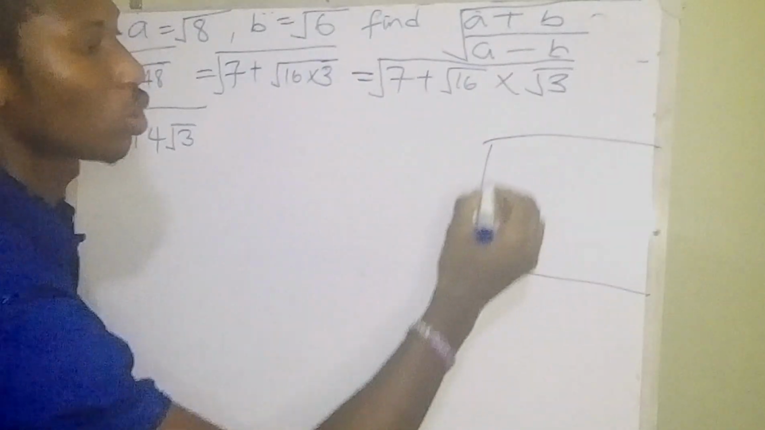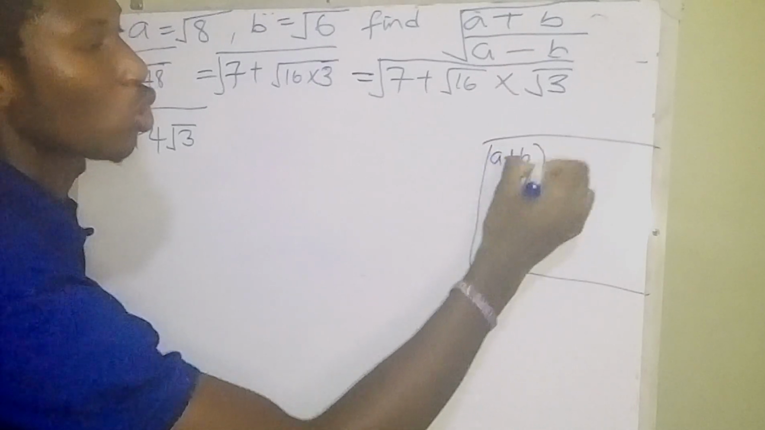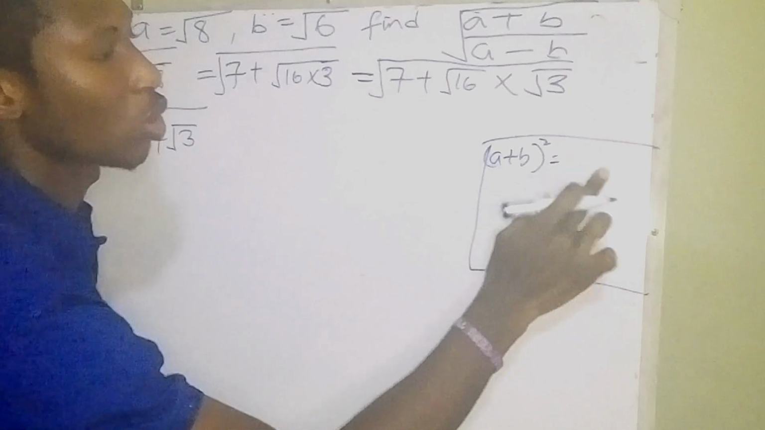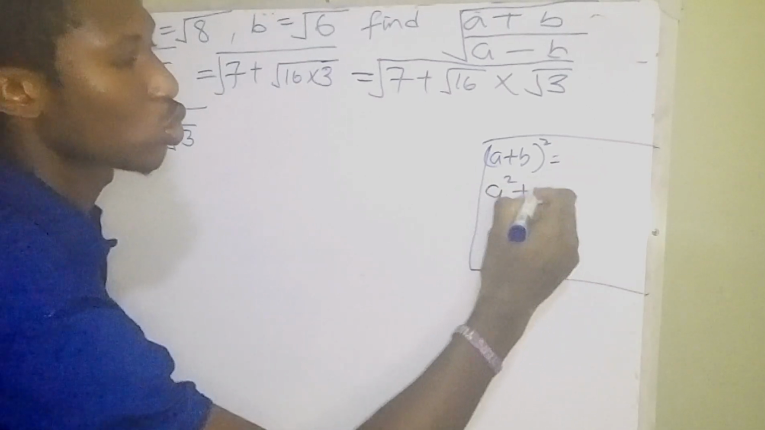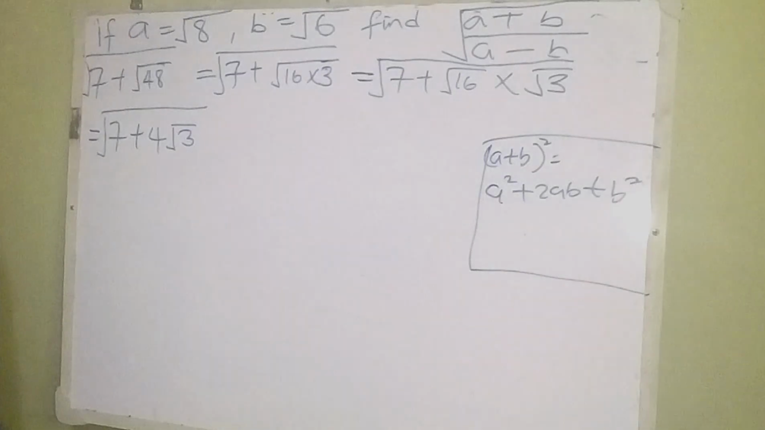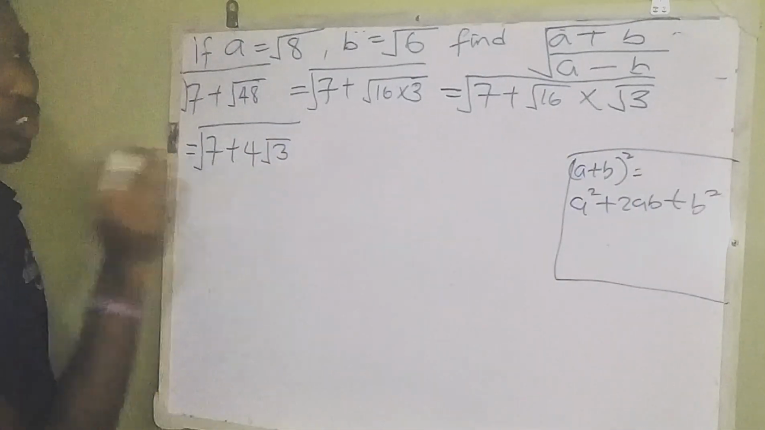So a perfect square trinomial will be something of this nature. Let me write it here. (a + b) all squared will be equal to a squared plus 2ab plus b squared. This is a perfect square trinomial, but this is the factorized form of it. So we are looking for the factorized form of this guy here.